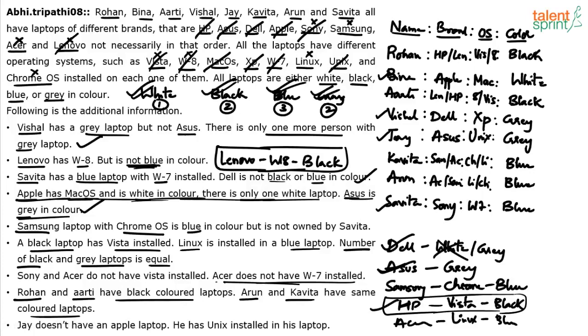Anything that we know? There's only one. Lenovo has W8, not in blue in color. Savita has a blue laptop. Savita has anyway been done. Samsung is not owned by Savita, he says. Okay. Arun and Kavita have the same color of house. So how do we fix it now?